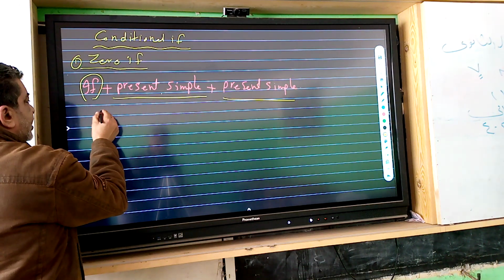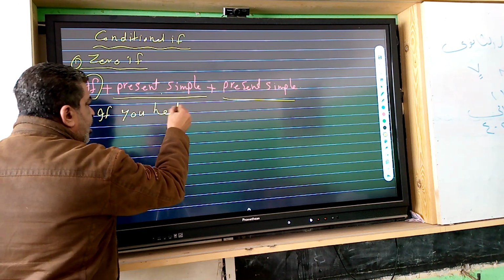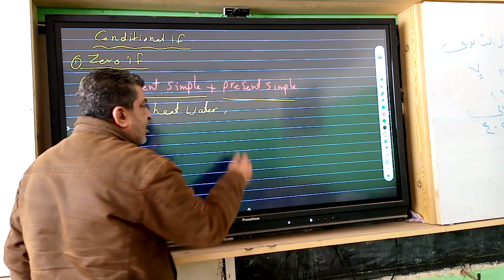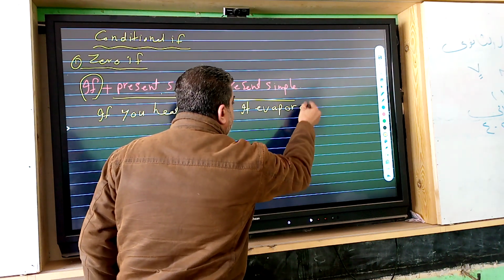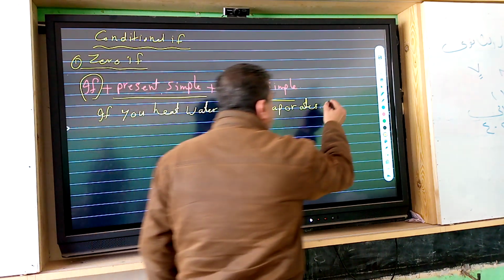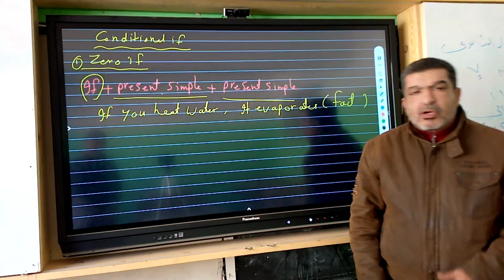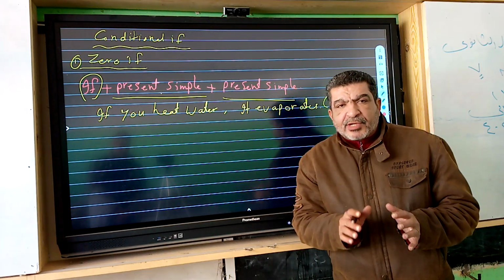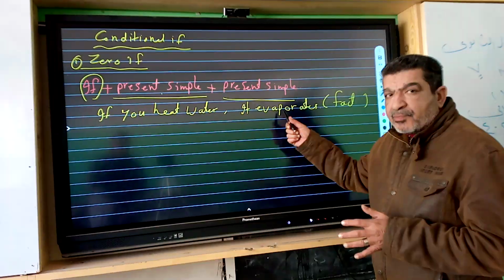Like what? Like if we say, if you heat water, what is the main clause? It evaporates. Why present simple with present simple? Simply because we are talking about fact. And that's why we call it zero conditional. Why do we call it zero conditional? Because it is talking about fact. And facts can only be expressed with present simple.